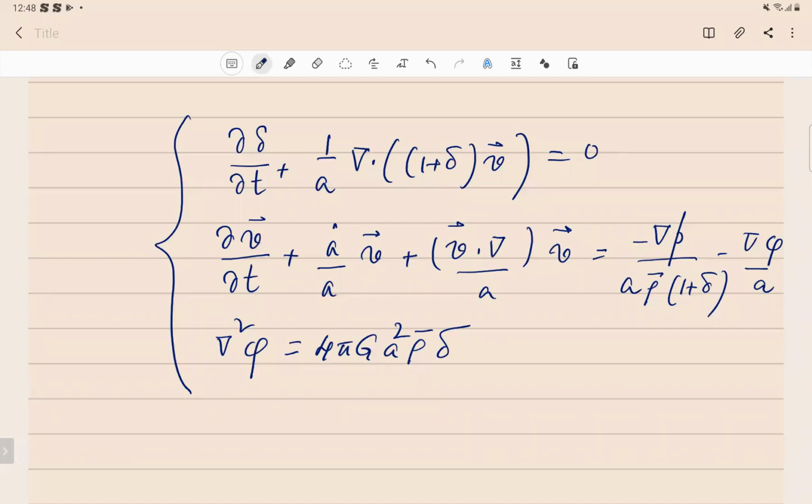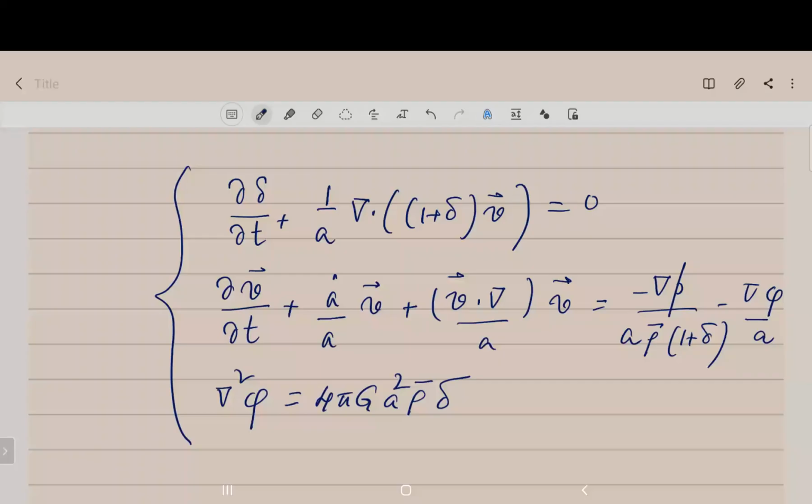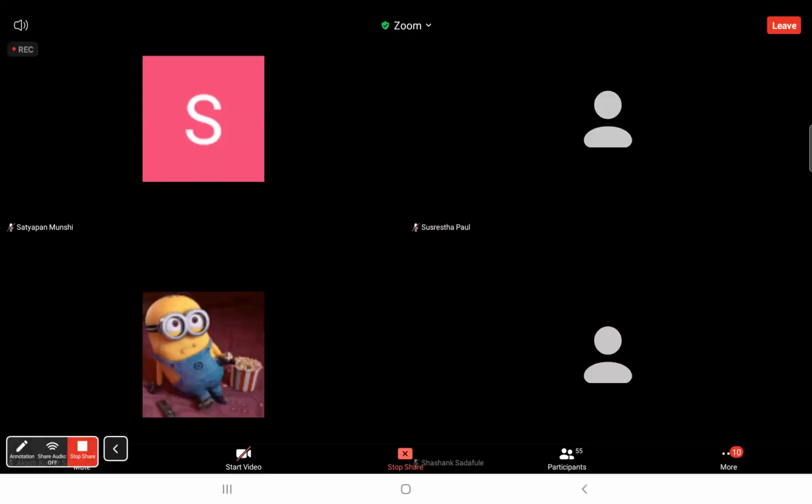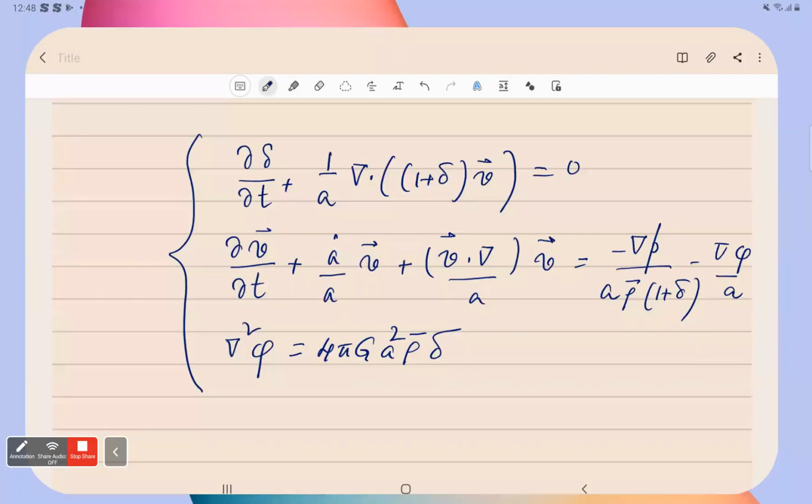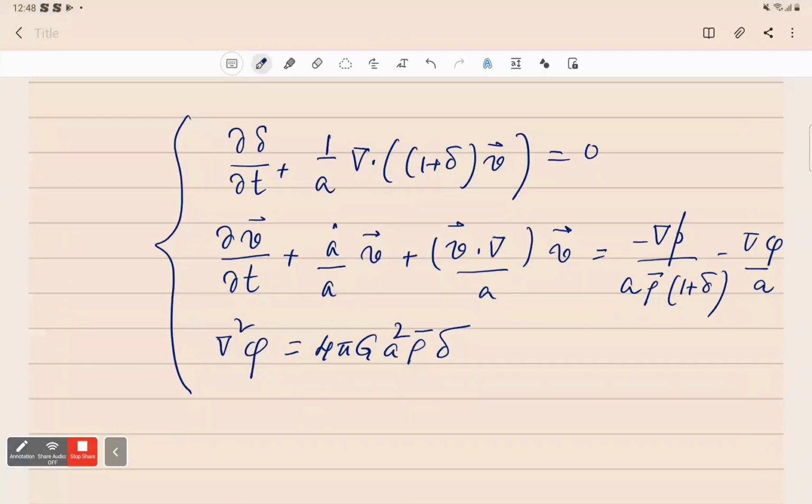Now you see these are nonlinear equations. You have delta times V, and all these are nonlinear equations. These nonlinear equations are coupled, and you can solve them on a computer, and that is exactly what I think Avinash is going to talk about today. So when we simulate the density field, these are the governing equations of motion that we work with.